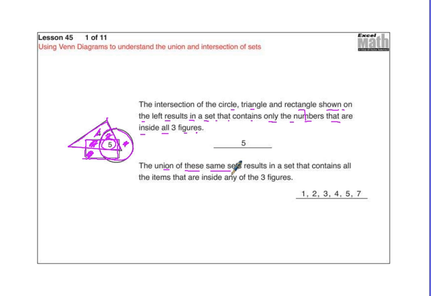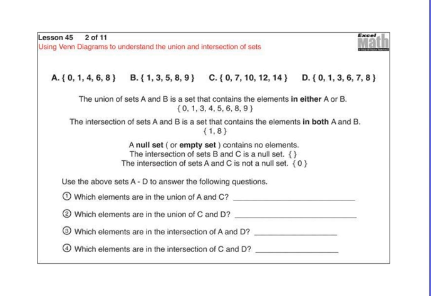The union of these same sets results in a set that contains all the items that are inside of the three figures. So let me clear this off. You need to learn the difference between intersection and union. Intersection is the numbers that they all have in common, that all of them contain, whereas the union is all the numbers in all the different sets. So you can see the union of these three sets is 1, 2, 3, 4, 5, and 7. Every single number you see.